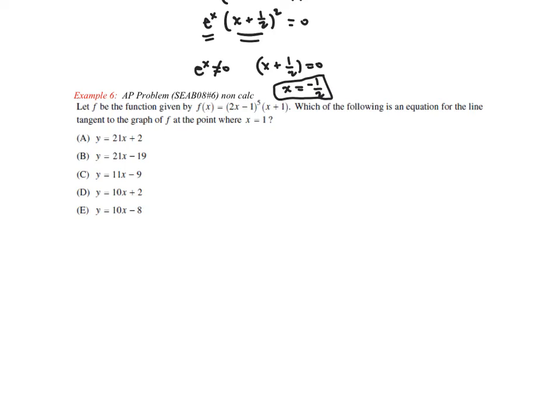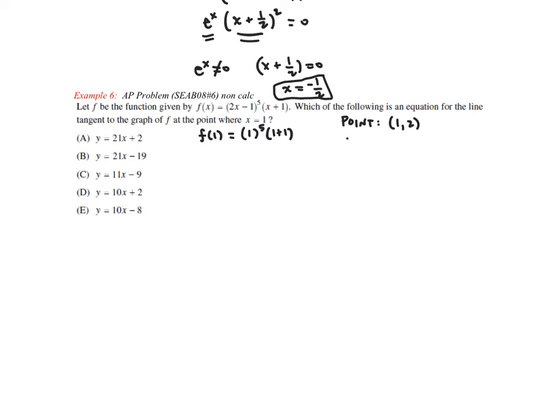Let f be the function f of x equals the quantity 2x minus 1 to the 5th times x plus 1. Which of the following is an equation for the line tangent to the graph at x equals 1? Okay, so first I need to know a point. So that'll be x equals 1, and we need to figure out what f of 1 equals. So f of 1 will equal 2 times 1 minus 1, which is 1, to the 5th times 1 plus 1. So we'll get a 2. So we got a point.